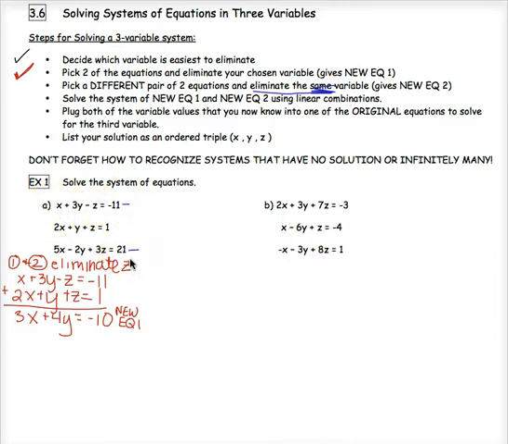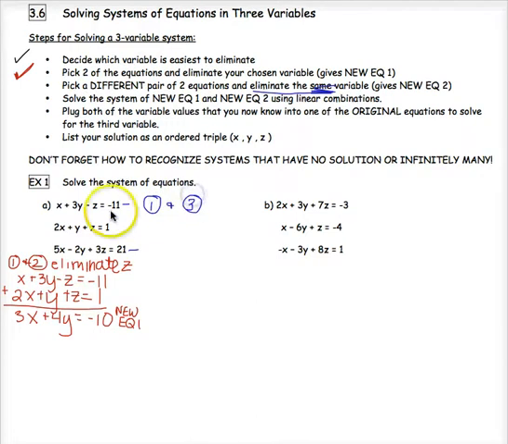Here's why I chose those. And again, you might choose something different. I chose those because this is already negative and this is positive. So I don't have to multiply by a negative. I find that multiplying by positives generally results in fewer errors than multiplying by negatives. So I need to tell myself which equations I chose. So I'm choosing equation 1 and equation 3.